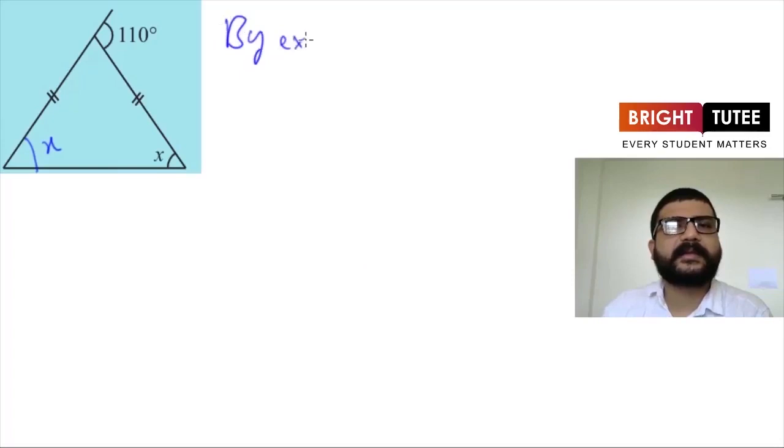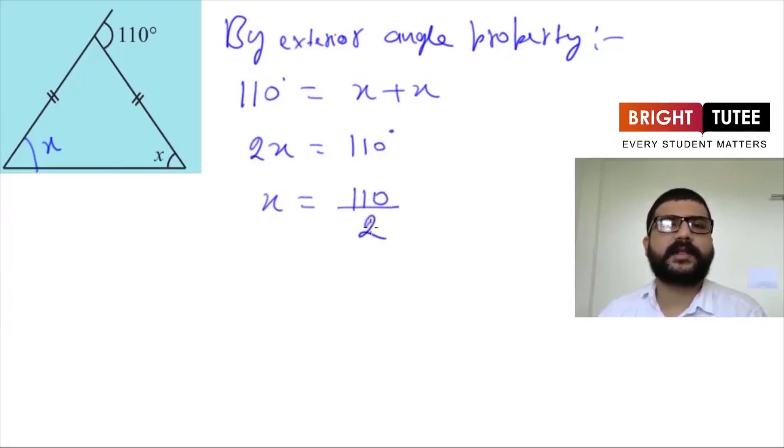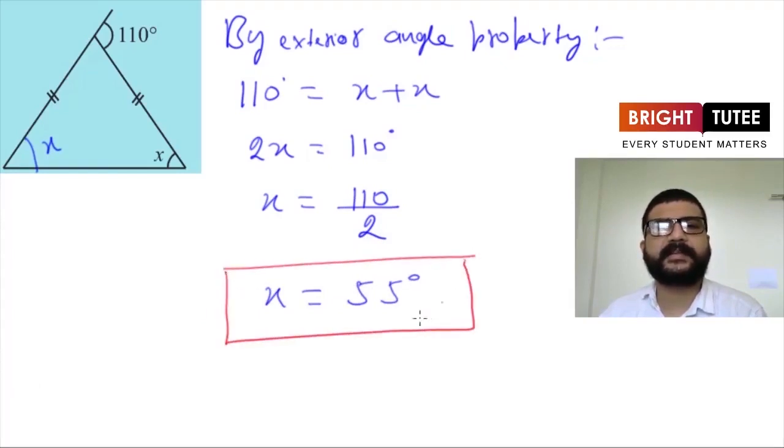So by exterior angle property, we can say the exterior angle, which is 110 degrees, is equal to the sum of opposite interior angles, that means x plus x. Now what is x plus x? It is 2x. So we are getting 2x is equal to 110 degrees. Now from here we will transpose this 2 to the right side of the equation. So this gives us x is equal to 110 divided by 2. Now what is 110 divided by 2? It is 55 degrees. So the value of x we are getting from here is 55 degrees. Therefore the final answer to this question is 55 degrees.